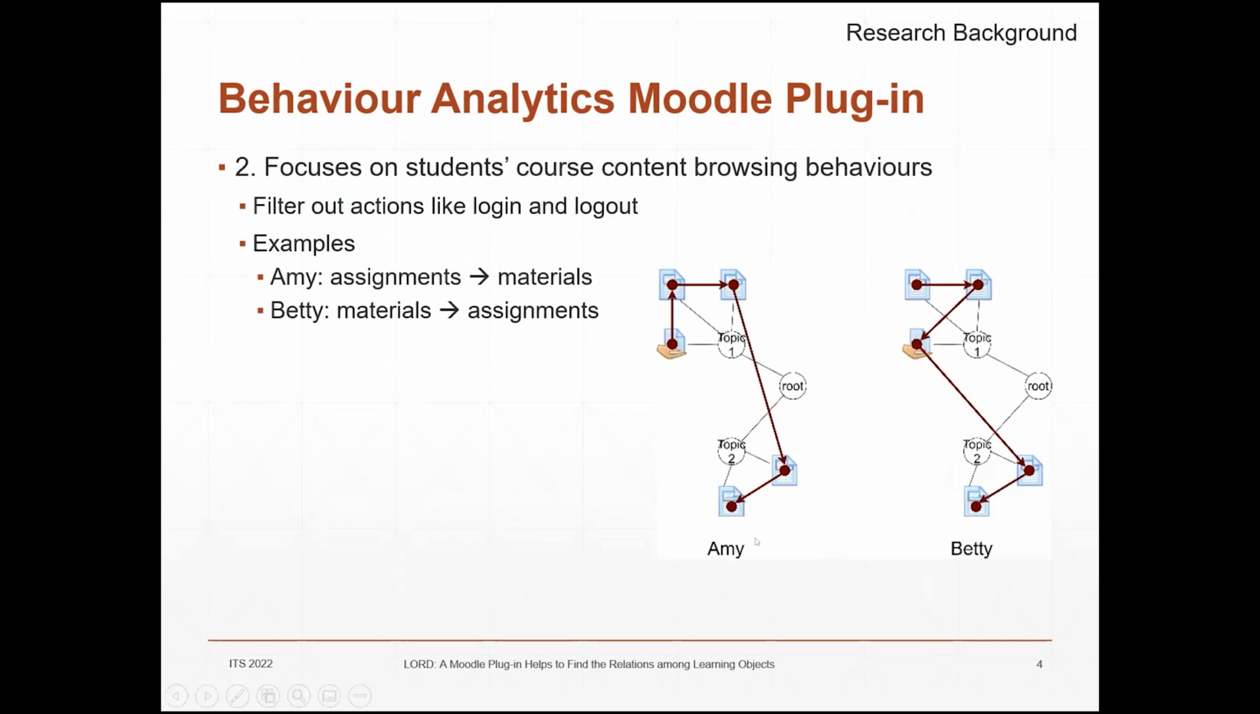Then that's topic 1. And then she goes to the topic 2 materials. But Betty prefers to read the materials. After she feels that all the content is familiar, then she goes to the assignment. So based on these 2 behaviors, you will compose 2 different learning graphs.